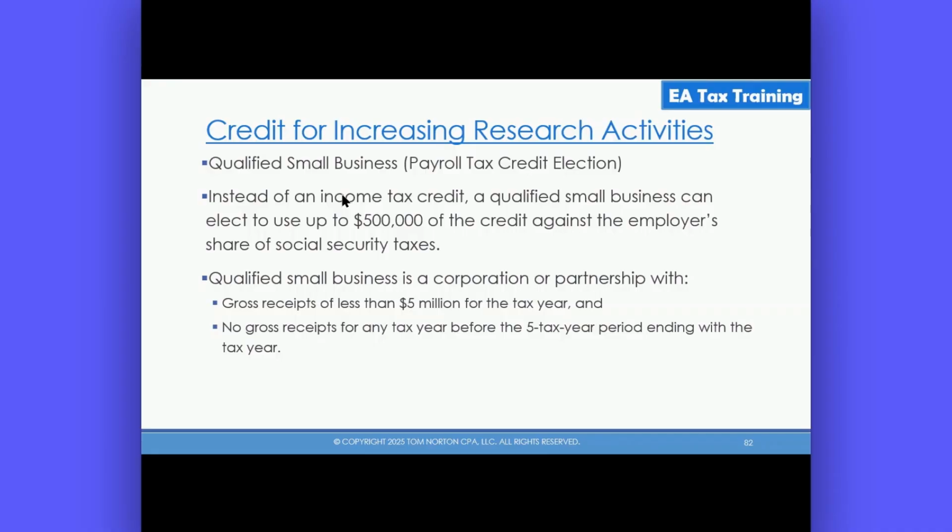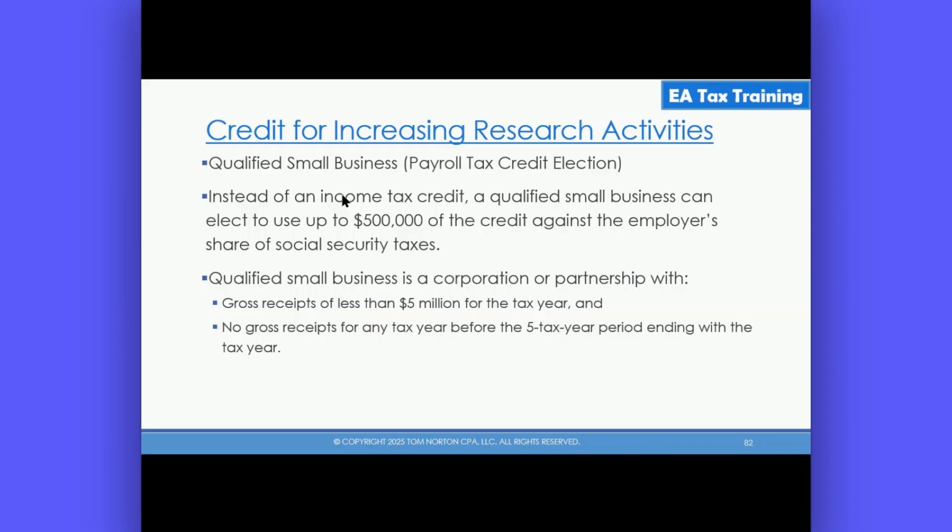So when you have a startup, they are very often losing money. They may not even have a product to sell yet, so they have zero revenue. So an income tax credit doesn't really do them much good because they're not paying any income tax. So what they're saying here is they will allow up to $500,000 of it to be used against the employer's share of Social Security taxes. You know, they have to pay that 6.2% of everybody's salary for Social Security, so they can use it to offset that.